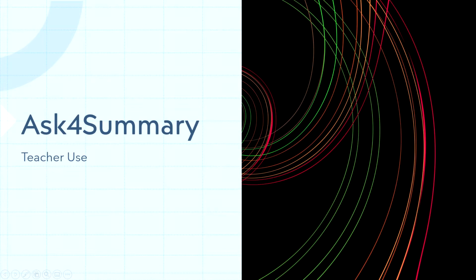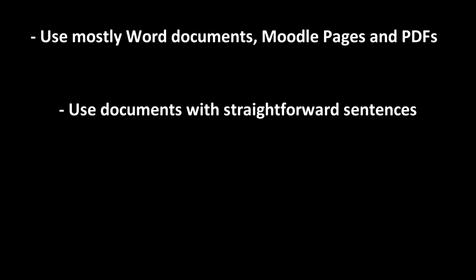The other processes that Ask4Summary has, its form scanning, document scanning, and question answering, are automated. If you'd like to improve these automated processes, consider the following. Use mostly Word documents, Moodle pages, and PDFs. These are the easiest for Ask4Summary to get sentence content from. Use documents with lots of direct sentences. Short sentence fragments are recognized the same as full sentences, so those will also be returned.